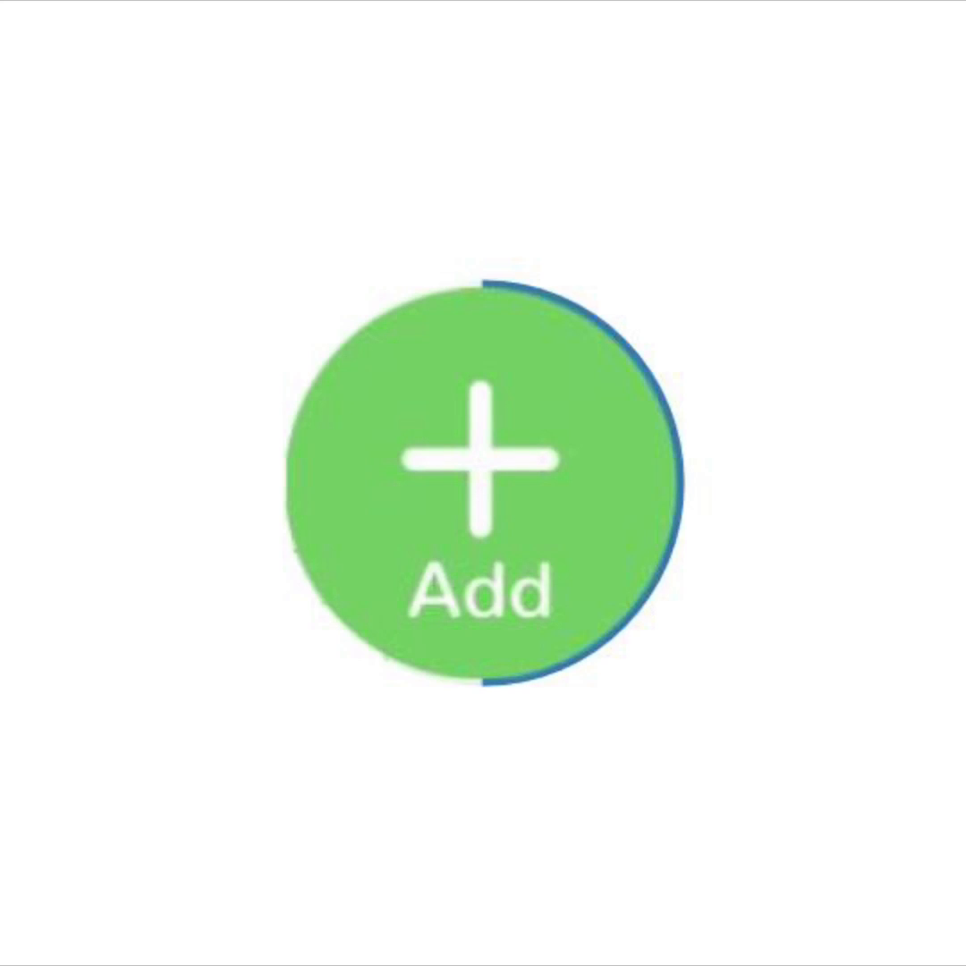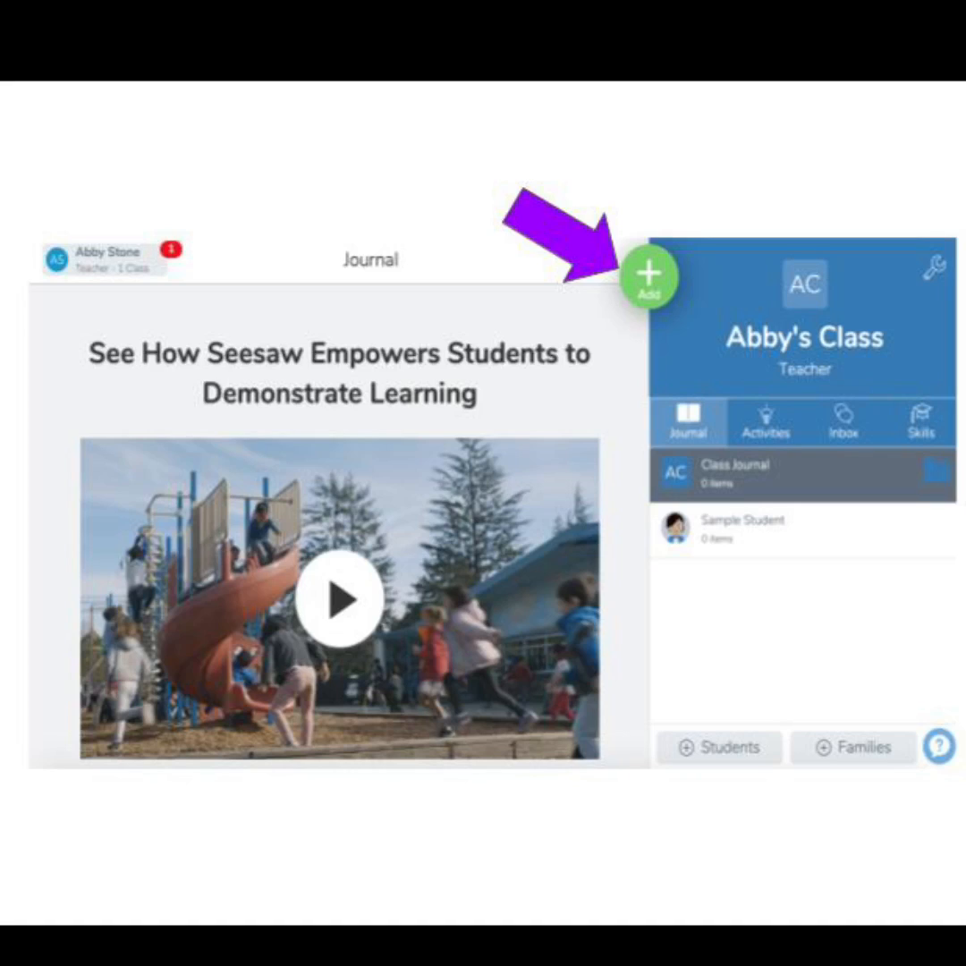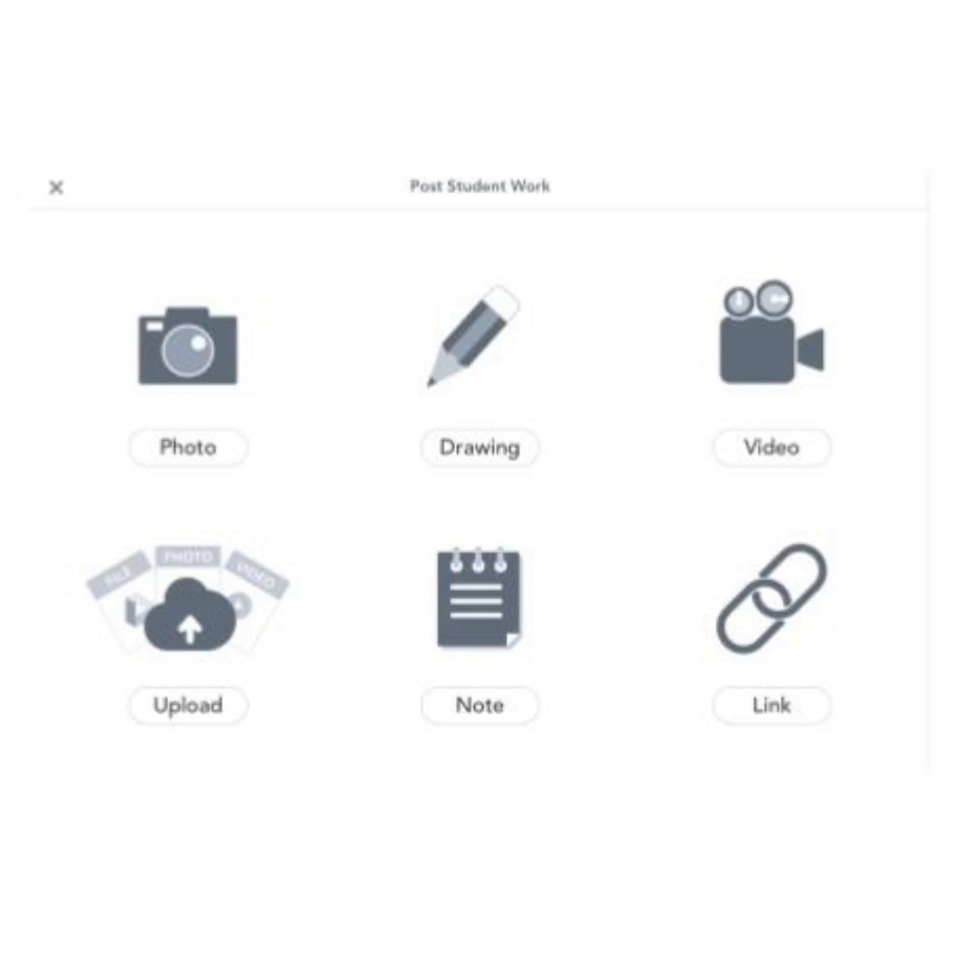Once students are logged on to Seesaw on their devices, the easiest way for students to get started is by simply pushing the Add button at the top of their screen. The Add button looks like this. You have an Add button as well on your teacher dashboard. When you click the Add button, students will then have all these learning tools at their disposal.